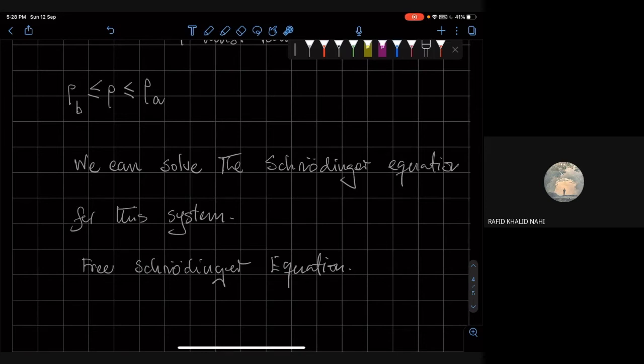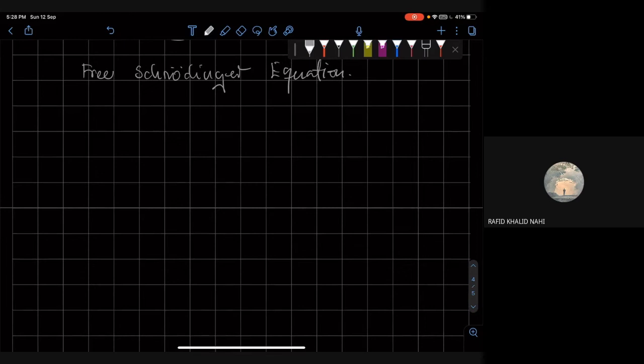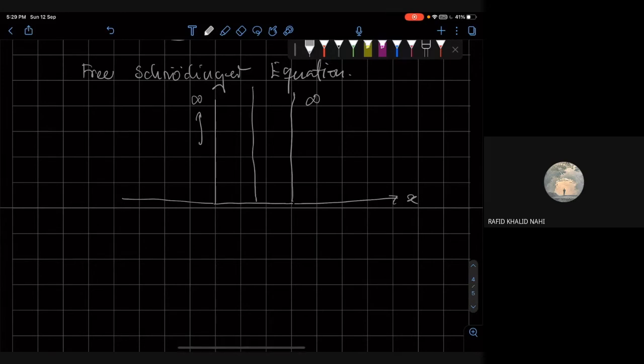So the energy level that we are going to get for this system will depend on this boundary condition. Let me remind you very quickly what we did for the particle in the box. We had a box which had infinitely high walls. This was a one-dimensional system, and this went all the way to infinity. This is the potential, and this is x. Suppose this is the origin, and we had a particle in the box.